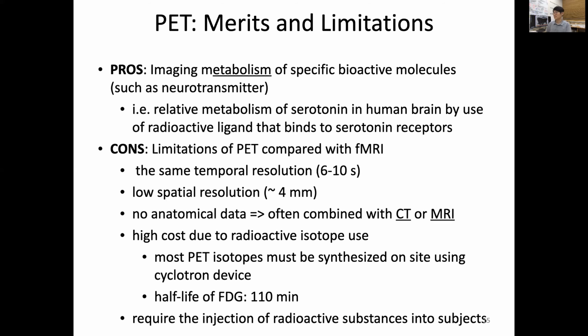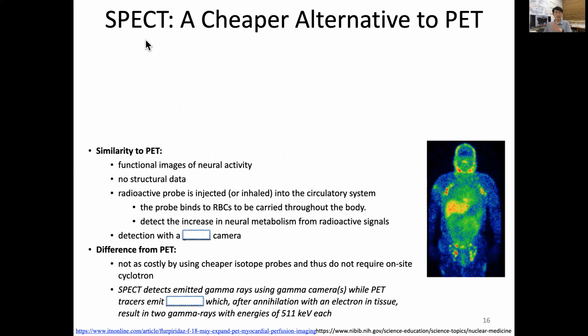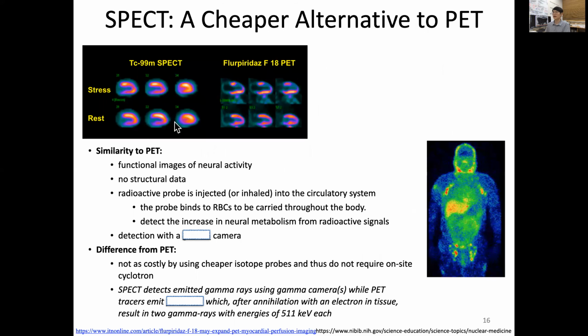So in comparison with the PET, I want to go back to SPECT because it's a cheaper alternative to PET. And in the United States alone, almost 75% of nuclear medicine imaging is done by SPECT, not the PET, because PET's more expensive. So for SPECT, I'll give you one example of heart imaging under stress and rest condition, technetium-99 based SPECT and F18 based PET. You can see the image quality difference.